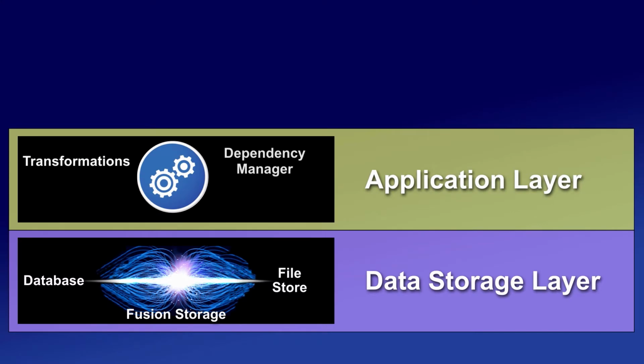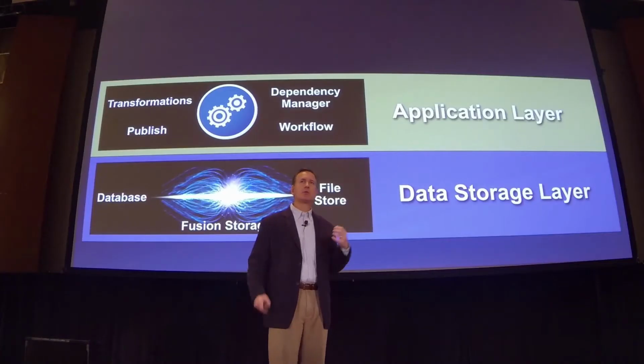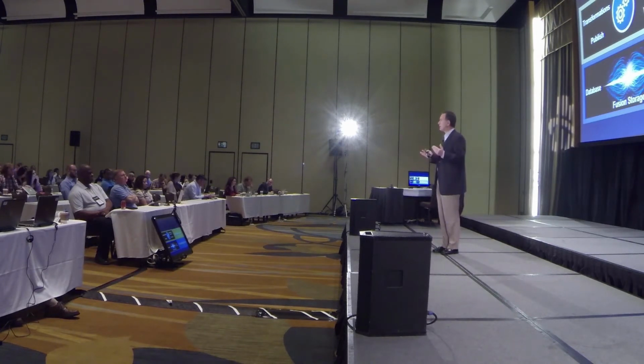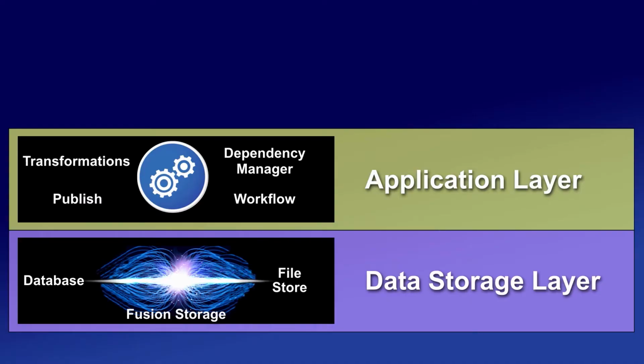Now, this is where the workhorse of the system really is. This is where the XSLT transformations are done. This is where the publishing is done, the dependency manager, the workflow, and all of these core components of the system live. This is where we spent a huge amount of time. We were able to get orders of magnitude speed increases in some of the capabilities that were underlying in the system at the application layer.